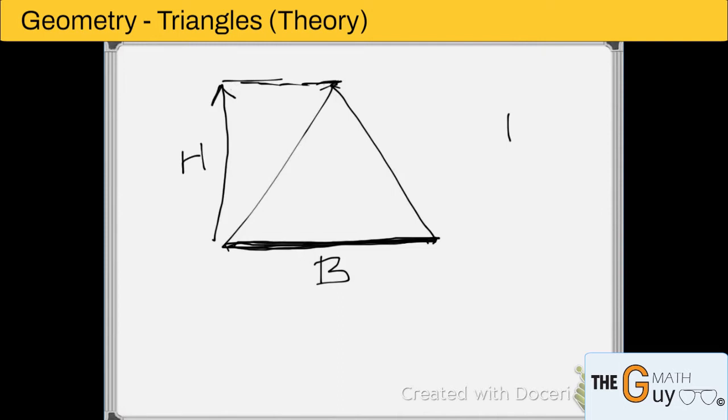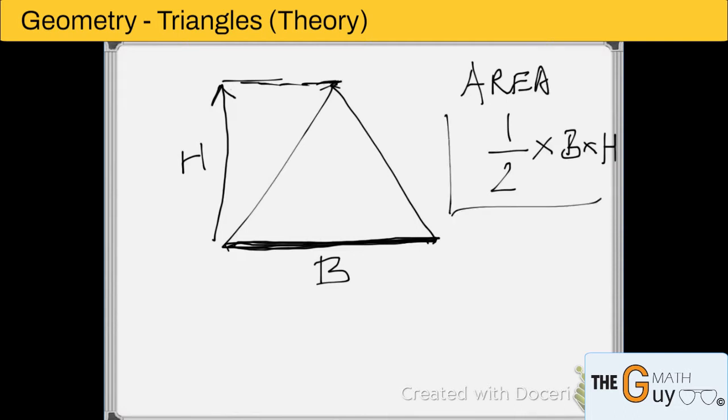When you have these two, you get half times base times height, and that's the area of the triangle. Okay, so that's the formula for area. If you want to calculate the perimeter of the triangle, then it's just the sum of the three sides, so it's A plus B plus C.